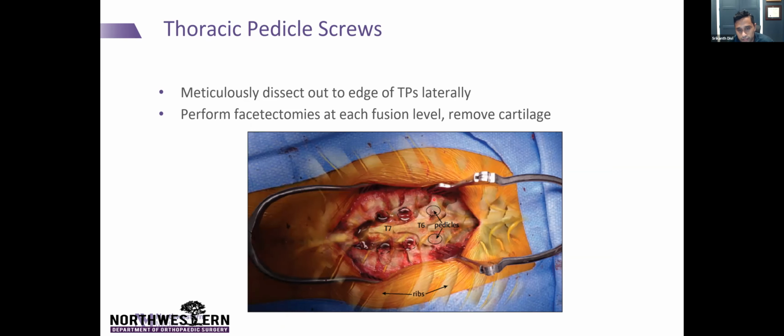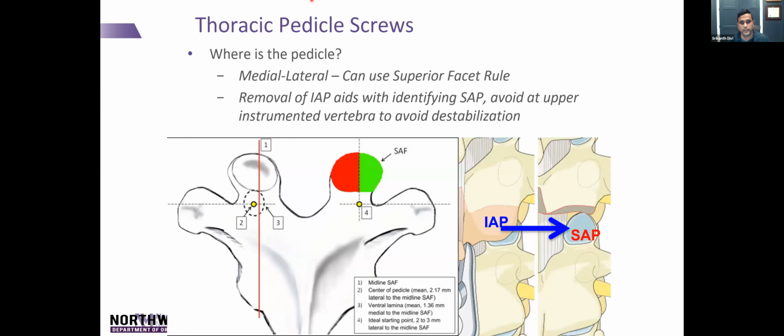So here's pedicles, and thoracic pedicles are kind of strange. They're very long and ovalish, so their height is a lot greater than the width. And to be able to see the pedicle, or see the starting point for the pedicle, you need to do facetectomies at each level, remove cartilage. So we'll talk about that here.